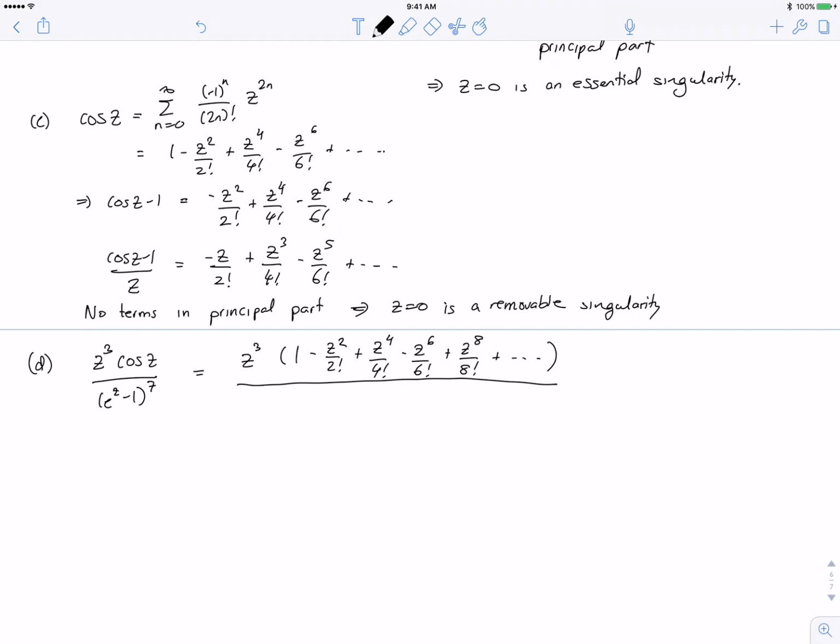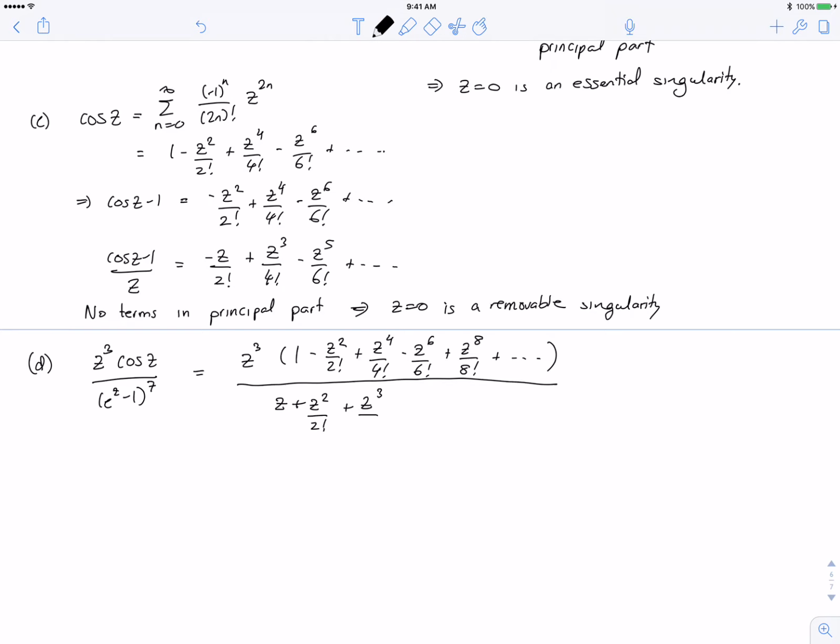And on the bottom, what do we have? We know that e to the z is 1 plus z squared on 2 factorial, z cubed on 3 factorial, etc. So if I subtract 1, I'm just going to be left with this.